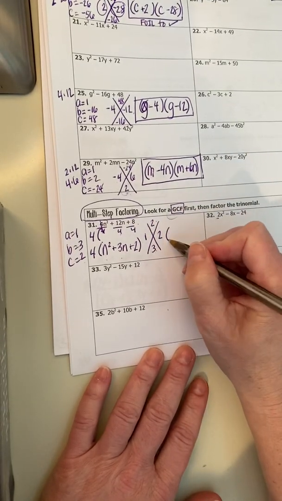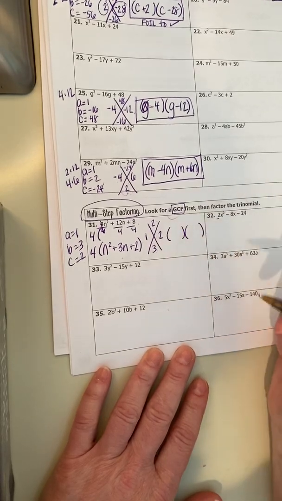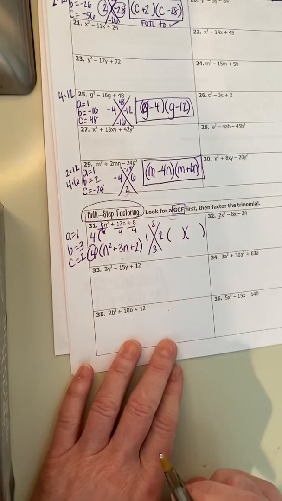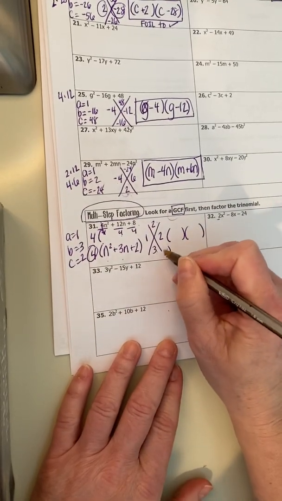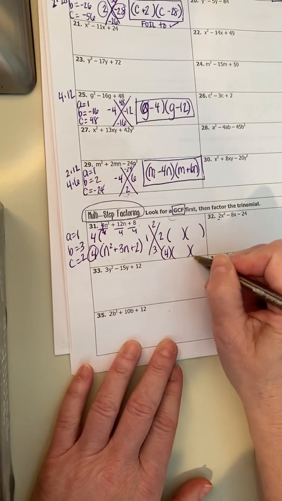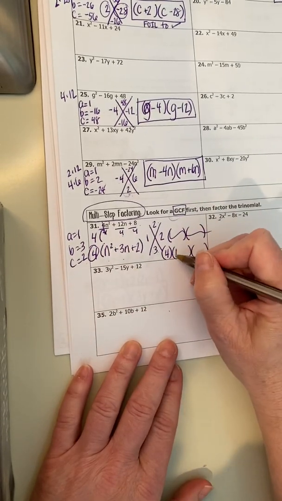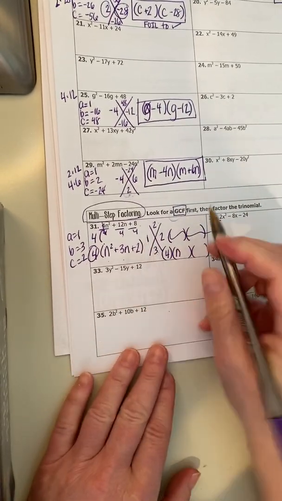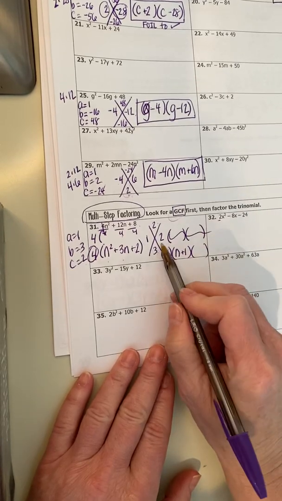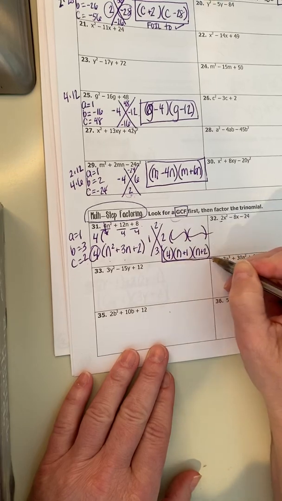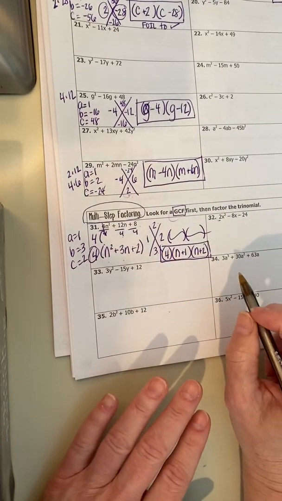So here's my answer. I'm going to squeeze it down here. Oh, can't forget about 4. 4 is one of the factors. We are using n. So n plus 1, n plus 2. Don't forget about that 4 that we factored out earlier.